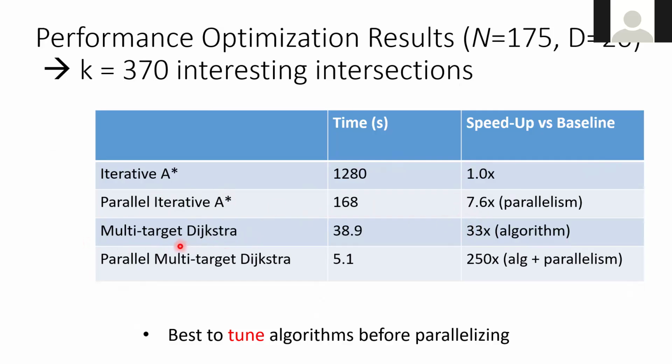Multi-target Dijkstra itself gives a 33x speed up just by using a better algorithm. So that's a lot more speed up than just adding parallelism. Then adding parallelism on top of this brings us to 250x speed up. Algorithm plus parallelism. So the best practice is always to tune your algorithms before trying parallelization. Parallelization is the last step if you want the last bit of speed up, and it's usually constrained by a constant.